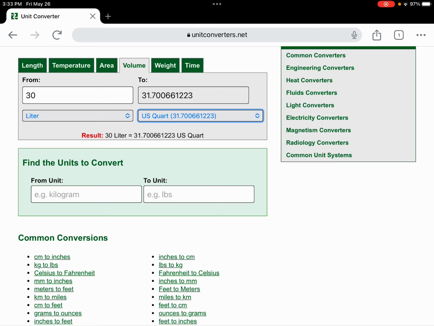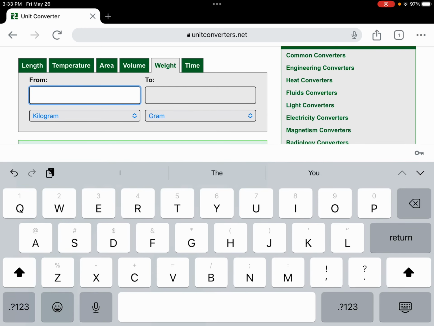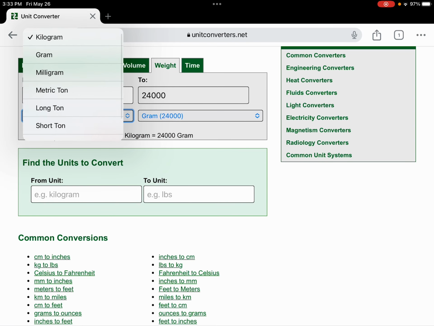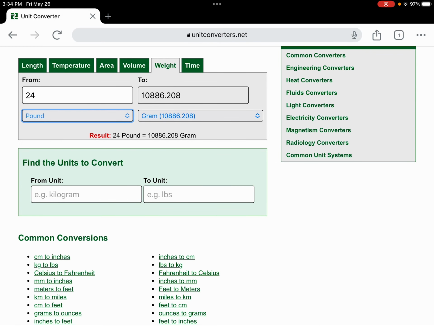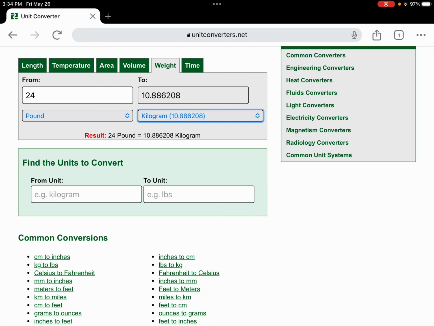The next conversion on our handout is looking at weight. We're going pounds to kilograms. So right over to the next tab, I need a weight measure. We're going to be converting 24 pounds, so I need to find pounds, into not grams, but kilograms. And so 24 pounds is approximately 10.886 kilograms.